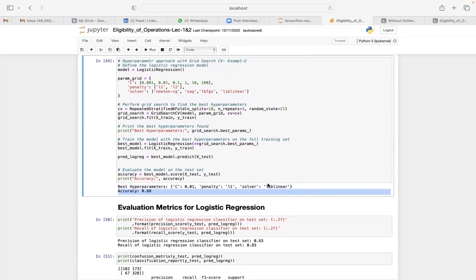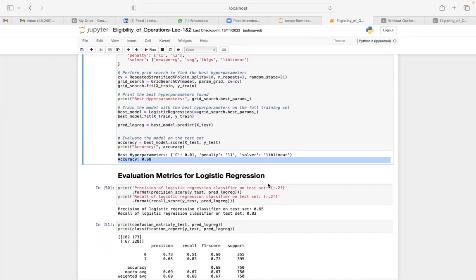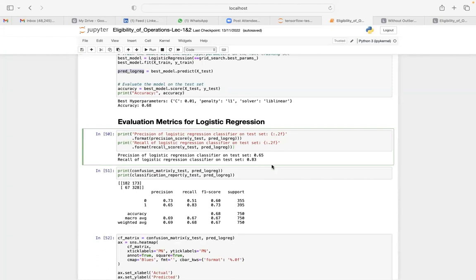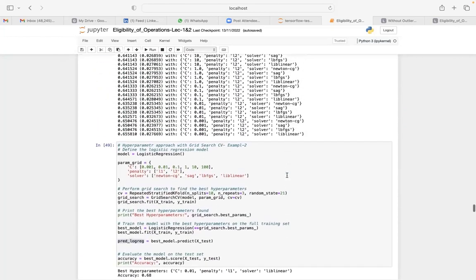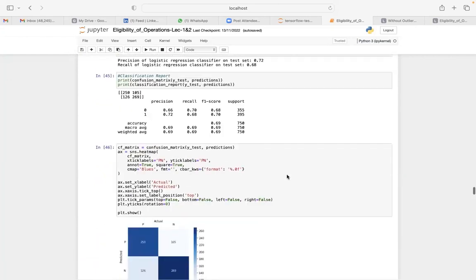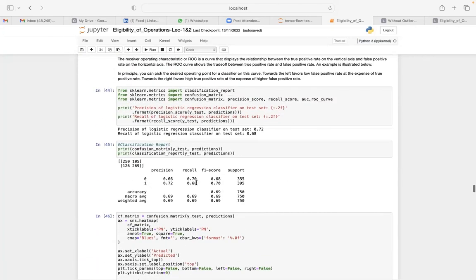Now, what does this mean for other KPIs for us? I have stored my result in pred_log_reg. I've taken the recall and precision of it, and you can see a sudden jump. So 0.83 is my recall now. When you compare it with the previous result that we got without hyperparameter tuning, it was 0.68.